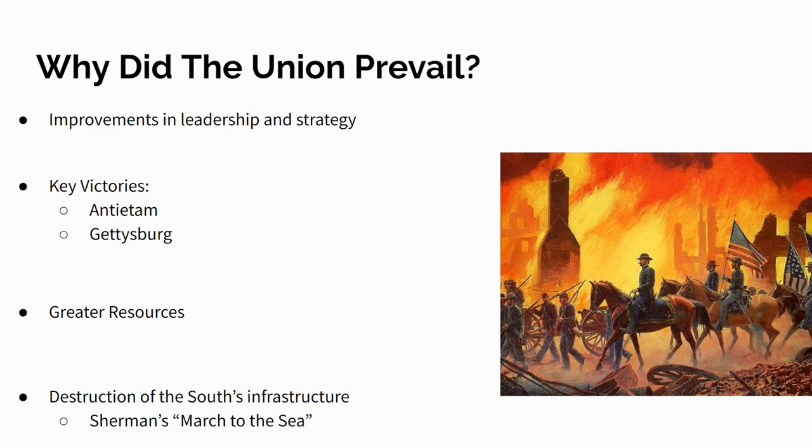And then at Gettysburg and the issuance of the Gettysburg Address later is going to be another key victory for the North. And the Gettysburg Address, again, we talked about how it changes from being about preserving the Union to being more about slavery. Okay, some other reasons why the Union won.